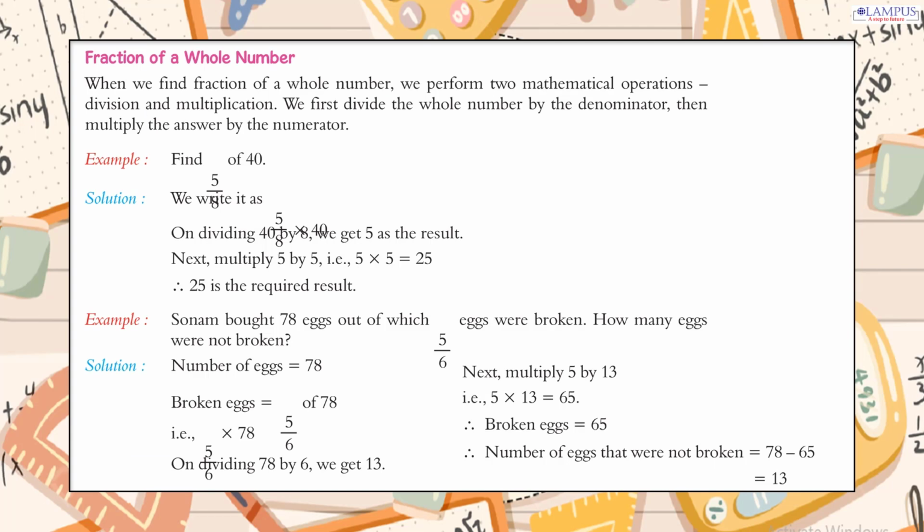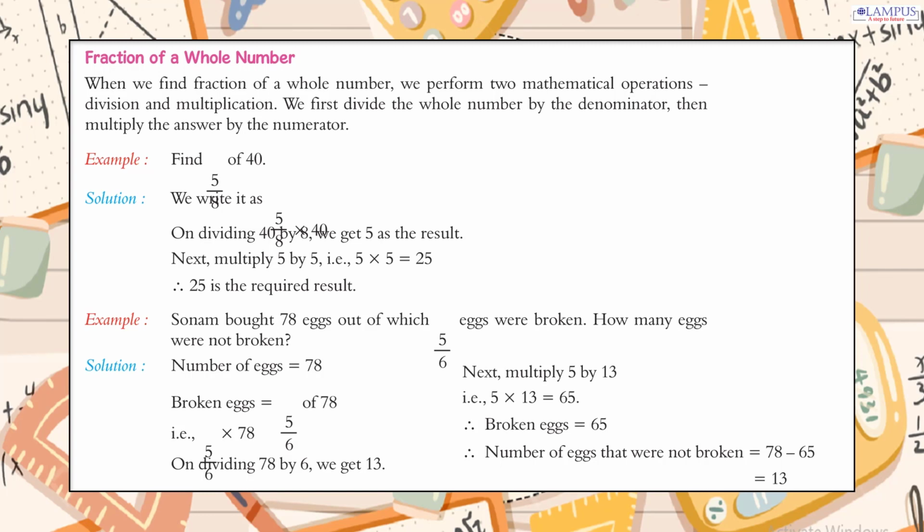Fraction of a whole number. When we find a fraction of a whole number, we perform two mathematical operations: division and multiplication. We first divide the whole number by the denominator, then multiply the answer by the numerator. Example. Find 5 by 8 of 40.